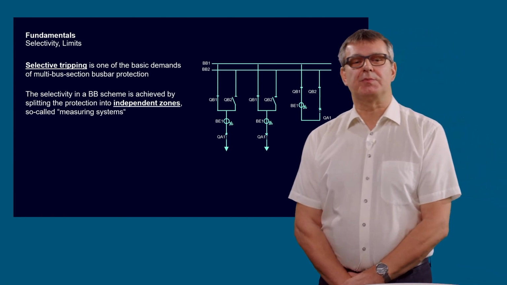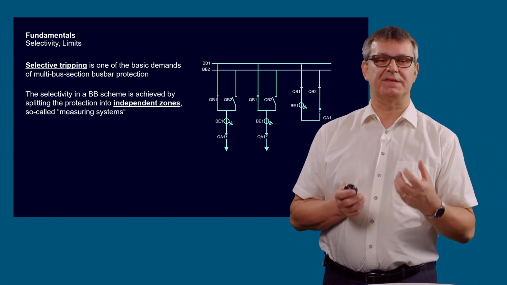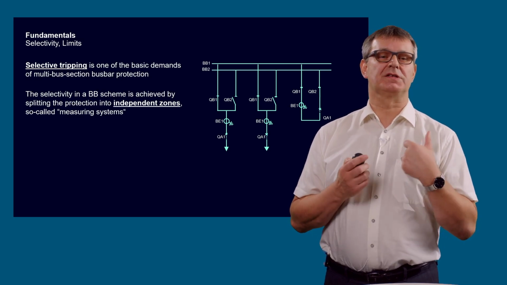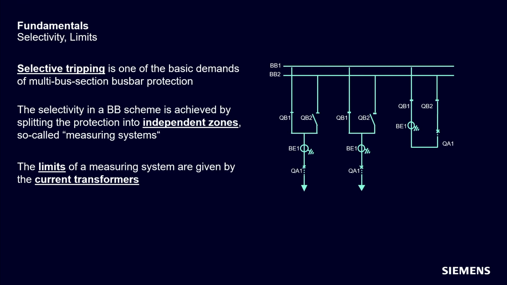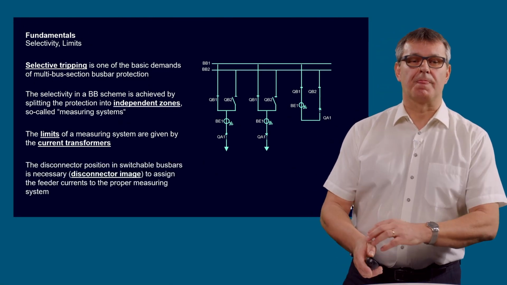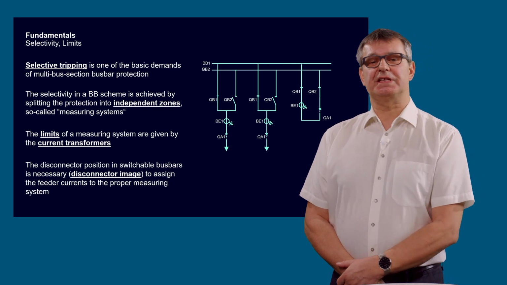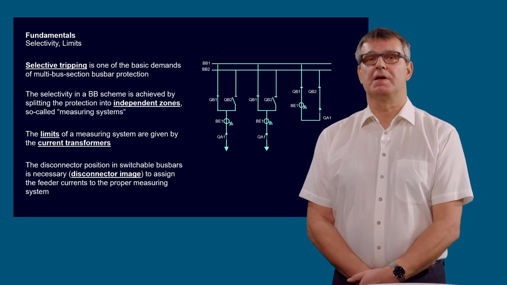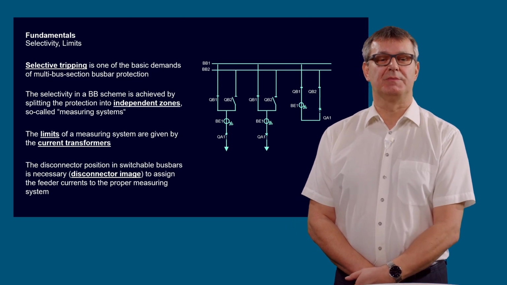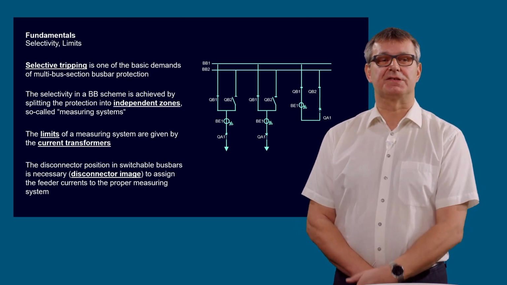Selectivity in a busbar protection scheme is achieved by splitting the whole busbar into independent zones. We call them measurement systems or measuring systems. And as it is a differential protection, the limits of the measuring systems are, as in every differential protection system, the current transformers. So the area will be limited by the current transformers. And the disconnectors: we need disconnector positions in switchable busbars. It's different, of course, in a single busbar, but in a double busbar or triple busbar, we need the disconnector image to assign the feeder currents to the proper measurement systems.